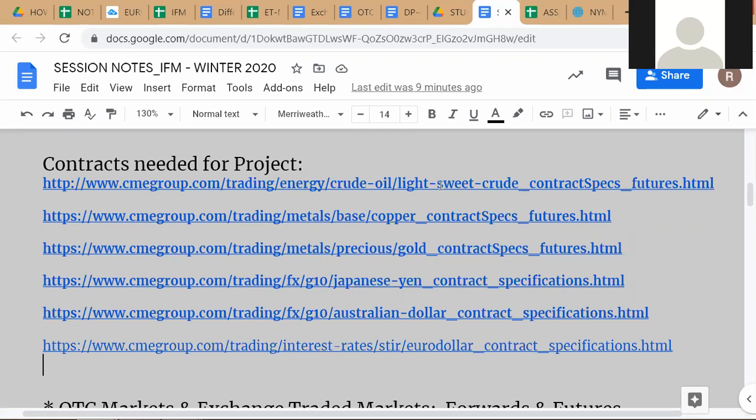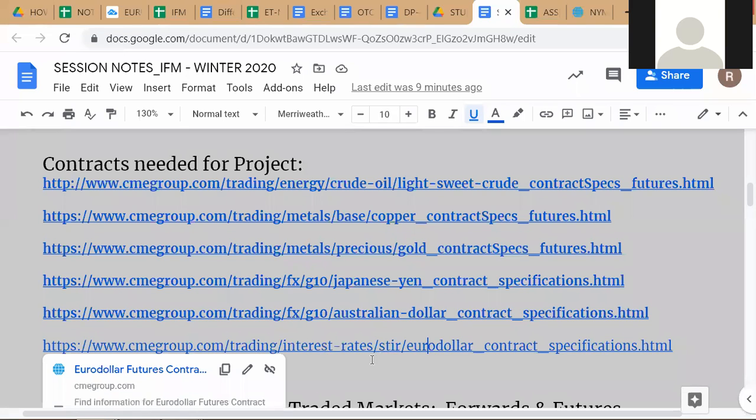So when you want to look at crude oil, they put it under energy. For copper, they put it under metals. And for yen and Australian dollar, they put it under FX. But in this case, they put it under Eurodollar interest rates. Okay, interest rates. So this is an interest rate contract.